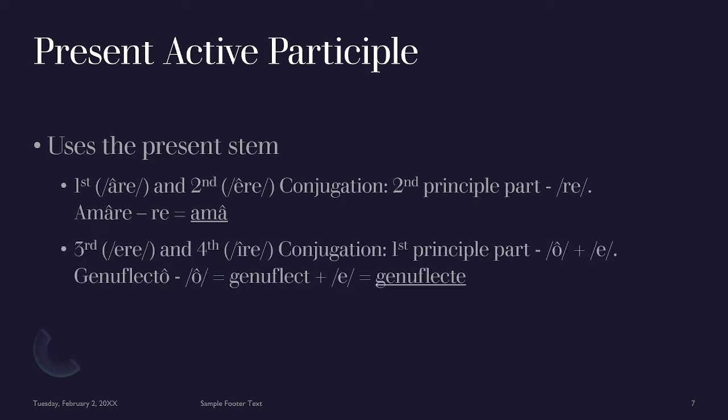If it's third with a short ERE or fourth conjugation with a long IRE, we're instead going to take the first principal part, remove the O, and add an E. So here's an example, genuflecto, which would be the word for kneel. We take off the O, and we have genuflect. Then we're going to add an E to that, and we're going to get genuflecte. So that's our stem. That's the base we're going to use to create the present active participle.